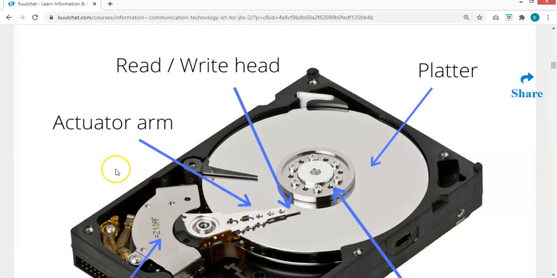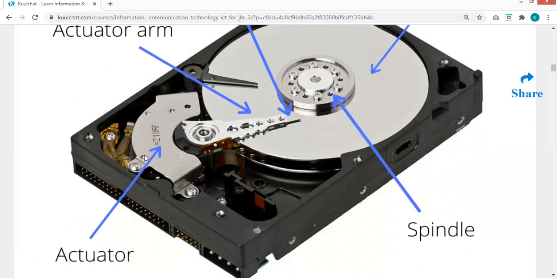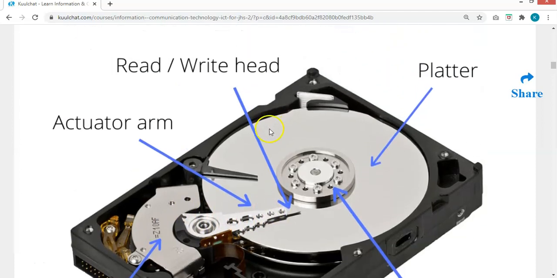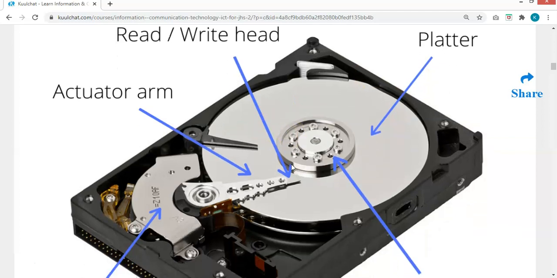Then we have the actuator arm. Then we have the spindle. Then we have the actuator. But the main parts are the read or write head and the platter. These are the main parts that you need to know at your level.